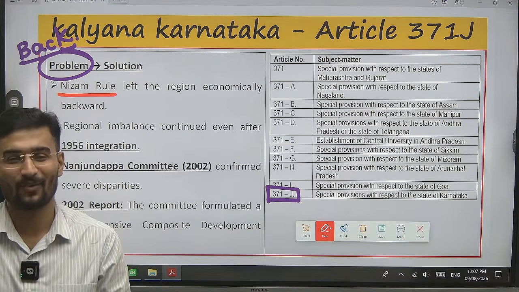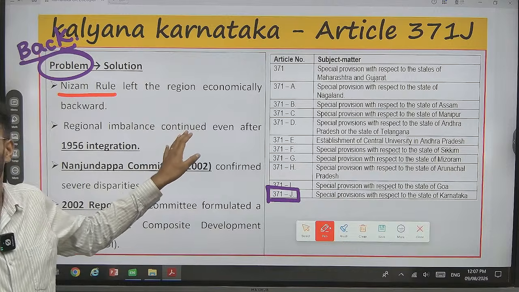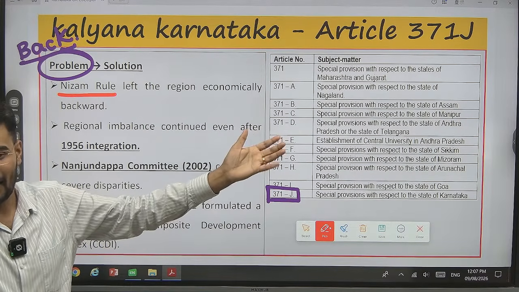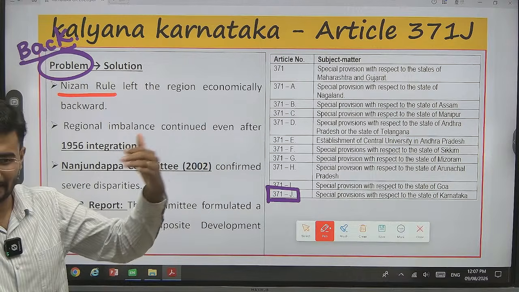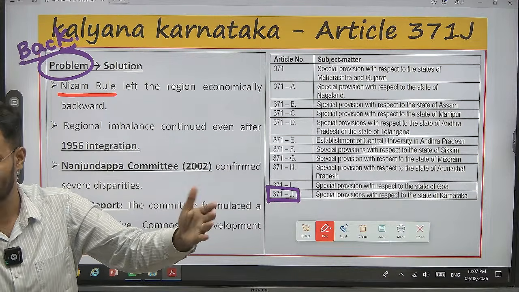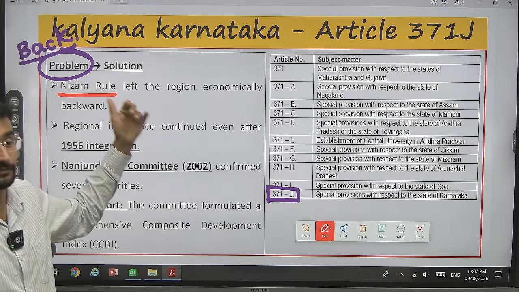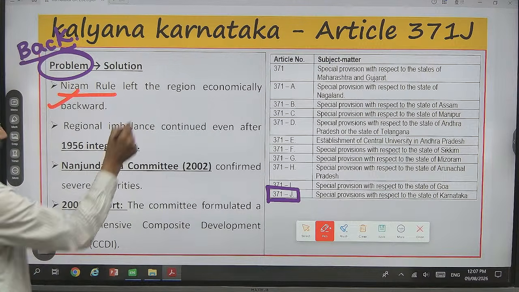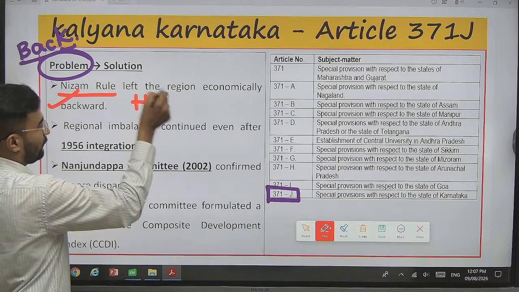The most important thing here is that it was on the border. It was far from Hyderabad, and it was misgovernance, exploitative governance, that led to the backwardness of the region we call the Hyderabad Karnataka region, HK region. That is the first one.